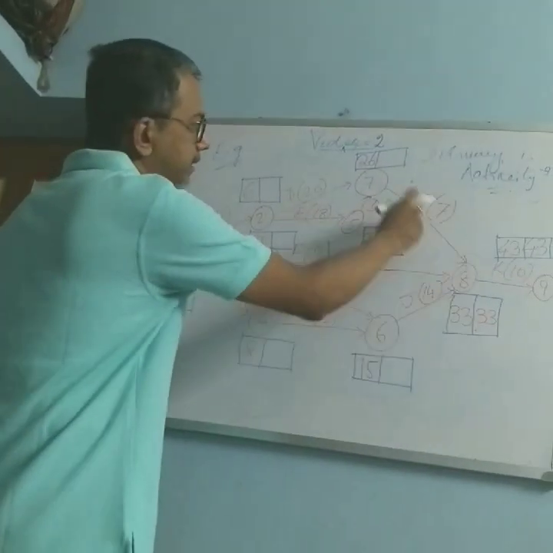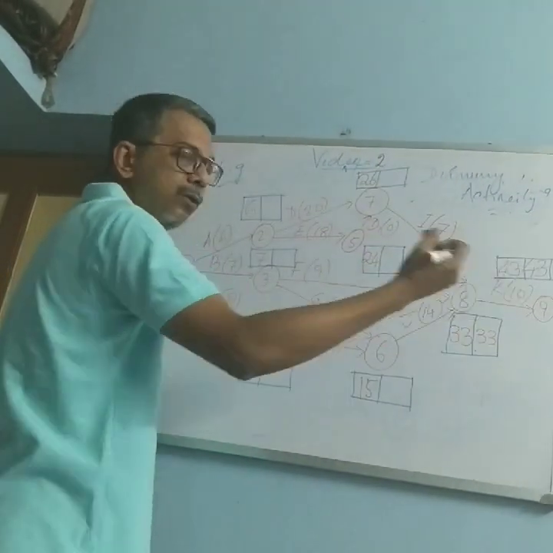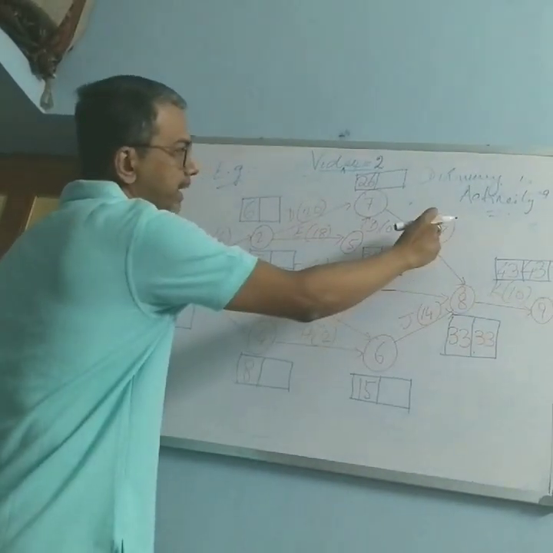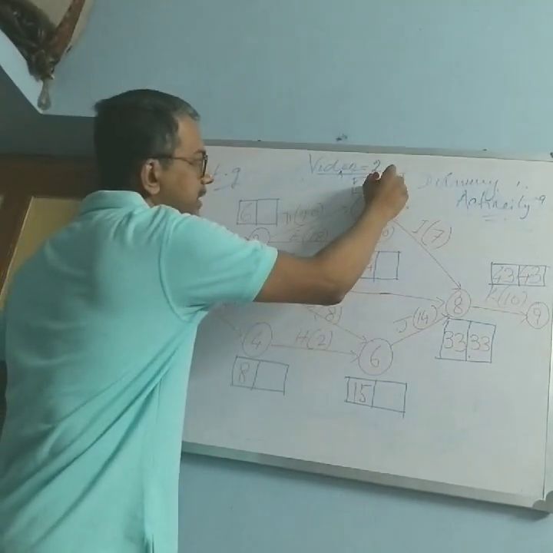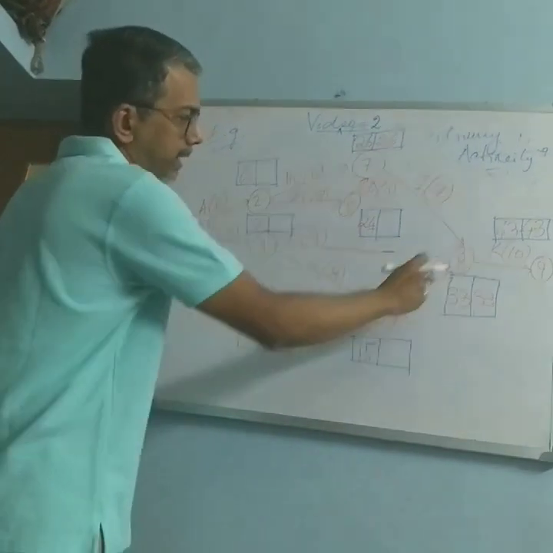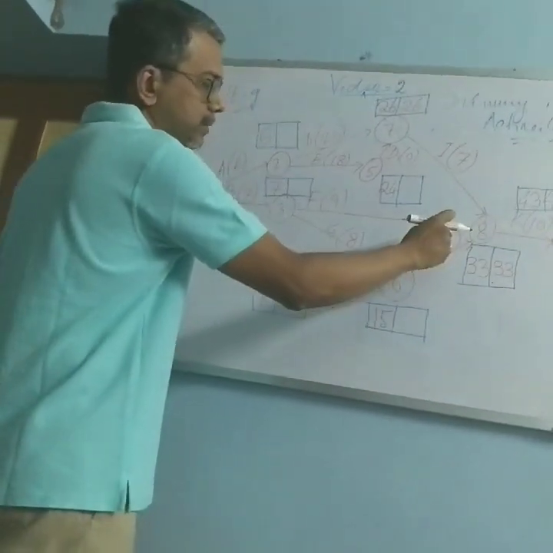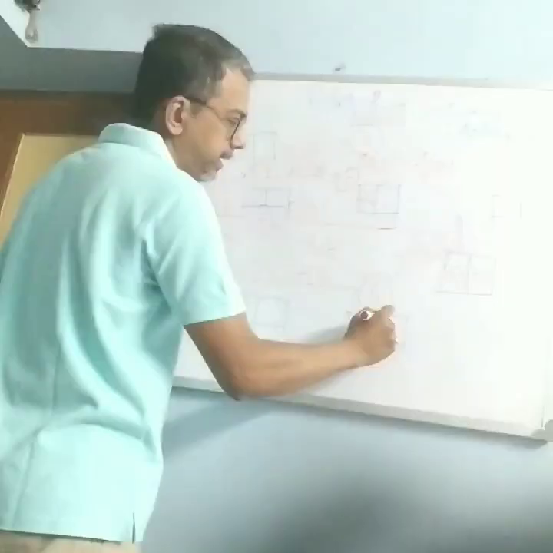Now from 8, let us go to 7. How many arrow tails are here? Only one. So again no problem. 33 minus 7, how much? 26. Now after that 6, how many arrow tails? Only one arrow tail. Again no problem. 33 minus 14, how much? It is 19.